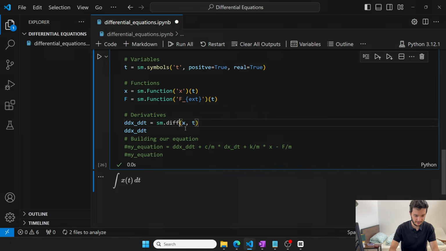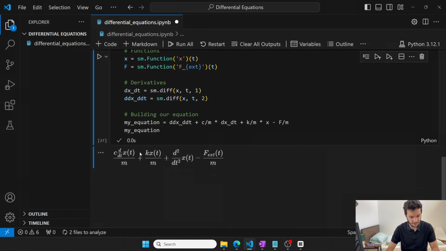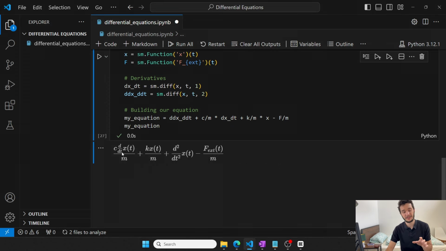Okay, so let's come back to diff. We want to differentiate this 2 times across t. And same goes for our dx dt. So dx dt will be our first derivative in time. Now, once we did that, we can finally build our equation. And if I run the code, you'll see that we successfully defined our symbolic equation in SymPy.